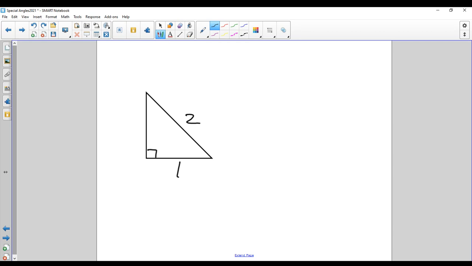Think back to before grade 9, I think from elementary school. How do I figure out the length of that side? Help me out here. We'll call it x for now.